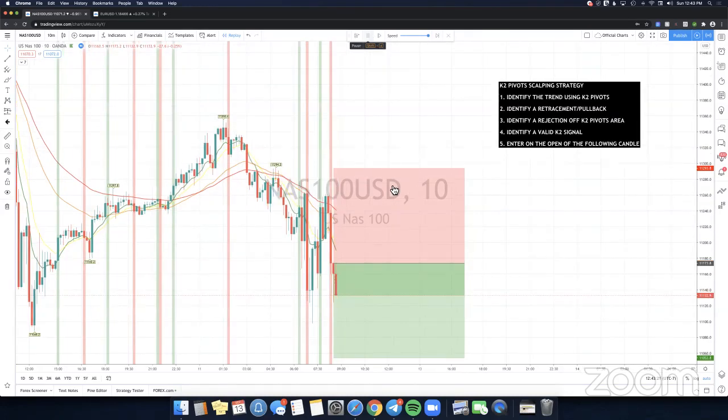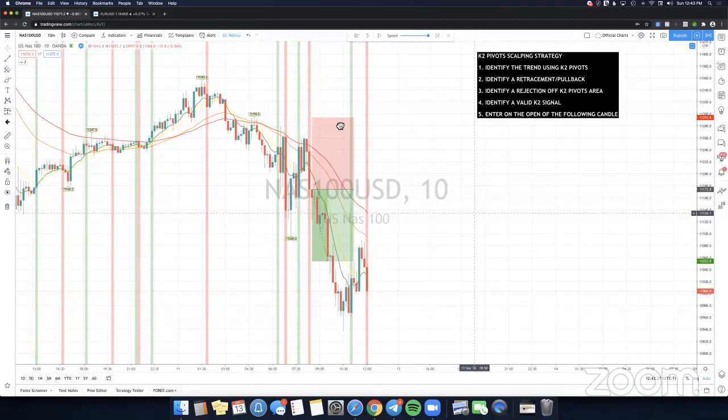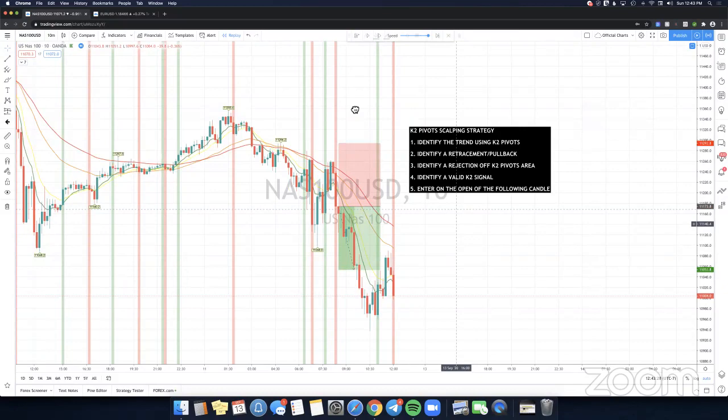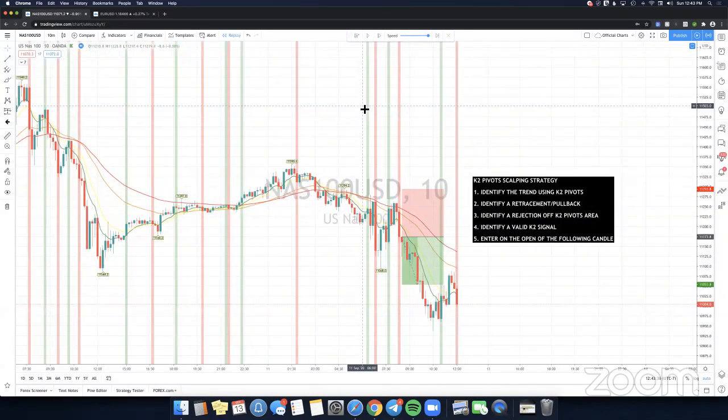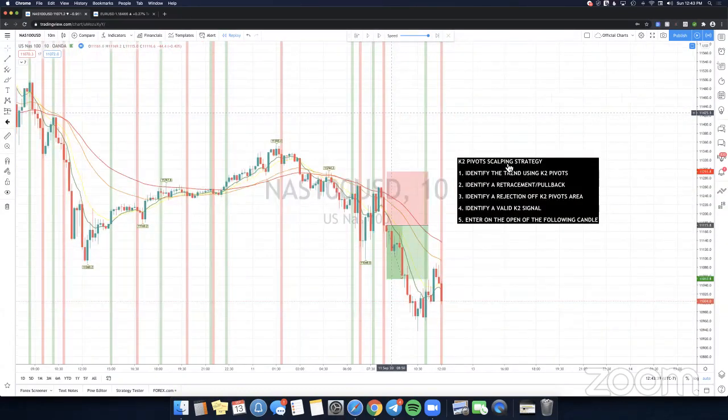Same thing. See, it works for US 30, works for NASDAQ. I don't know if there's anything else you want to see. Do you want to see more examples or do you want to go over a different pair? I can show you on different pairs too if you like. No, I'm good. I'm good. So this is the strategy you personally use for scalping? Yeah, this is what I use, the K2 pivot scalping strategy.